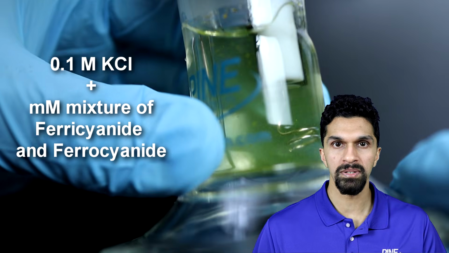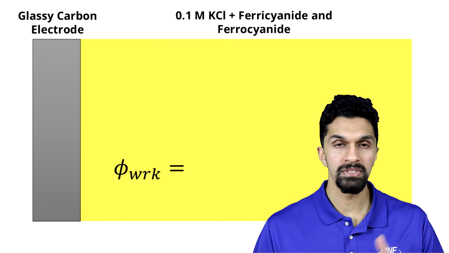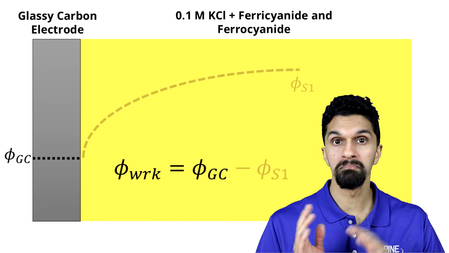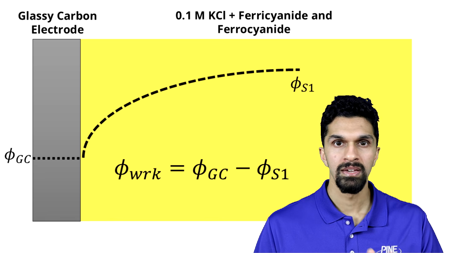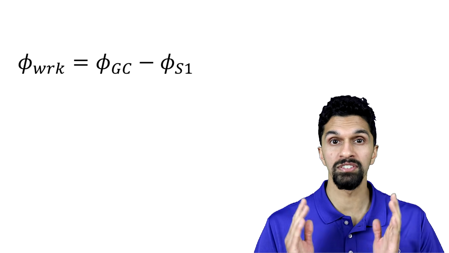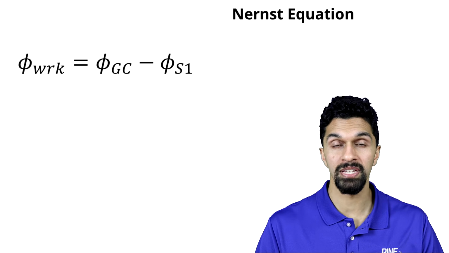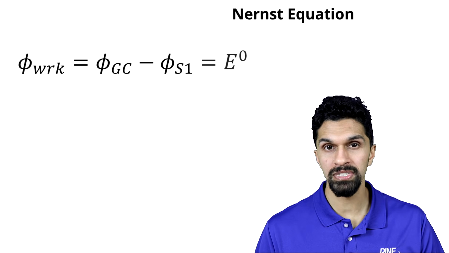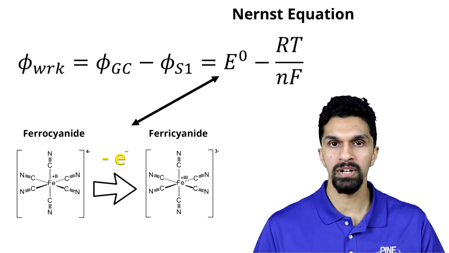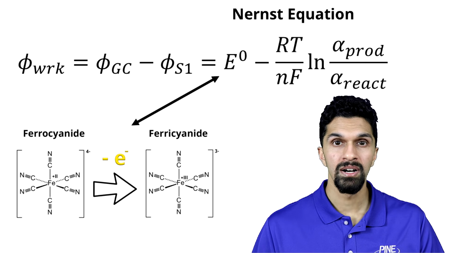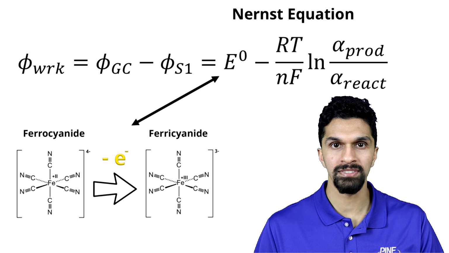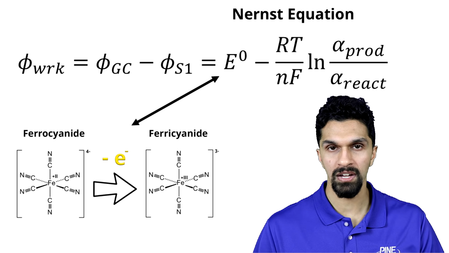Everything is at equilibrium. The working electrode potential is defined as the difference between the inner potential of the electrode minus the solution potential. This potential difference is also equal to the working electrode potential defined by the Nernst equation. This working electrode potential is equal to the standard redox potential of the ferri-ferrocyanide redox couple minus RT over nF times the natural log of the ratio of the activities of the products divided by the reactants, in this case the ferri-ferrocyanide redox couple.